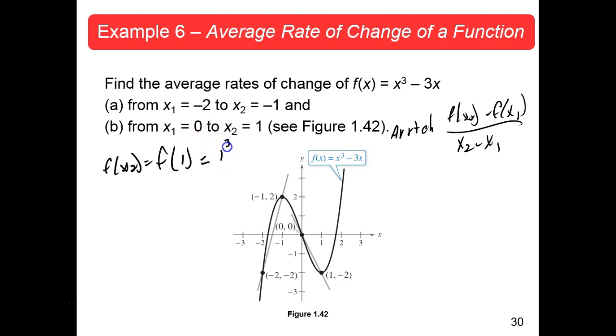1 cubed minus 3 times 1. That would be 1 minus 3, which is negative 2. And that's where they got that negative 2 right there. Okay? Next thing you need to calculate, alpha of x of 1. Right? Okay, that's this one right here.